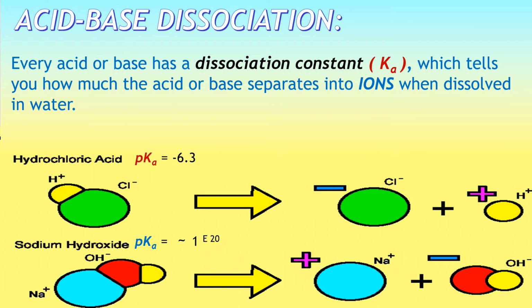Now again, every acid or base has its own dissociation constant. We have here constants shown for an acid, hydrochloric acid, and for a base, sodium hydroxide. And one's very small and one's very large. But again, they're just telling you how much of the acid or base will separate into ions when dissolved in water.